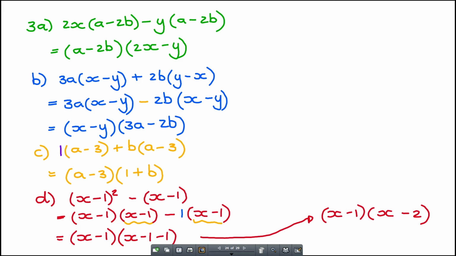Okay. Right. Now, have a look at D. X minus y squared minus x minus y. So you'll see in my first step, I wrote it out. Because that's a square, I wrote out the bracket twice. Okay, so I'm going to do it here so I can show you guys again. Minus 1, x minus 1. That's my first term. Minus 1, x minus 1.